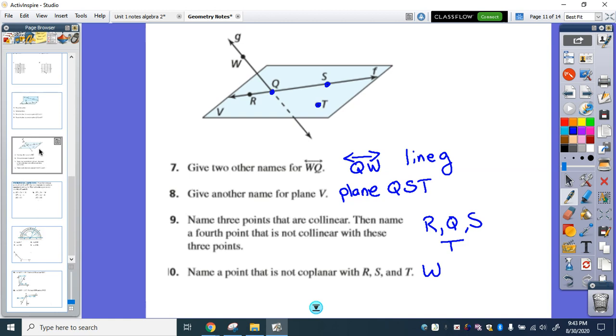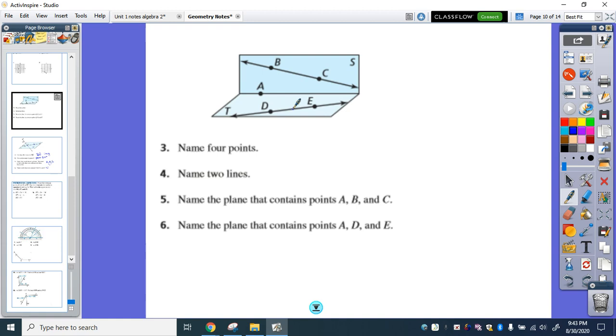Let's go take a look at some other questions involving segments. All right, if it says name 4 points, that's fine. Pick any 4 as long as you don't pick T or S. So I'm going to pick A, D, E, and C. As long as you picked any 4 in there without picking T or S, you had a correct answer.